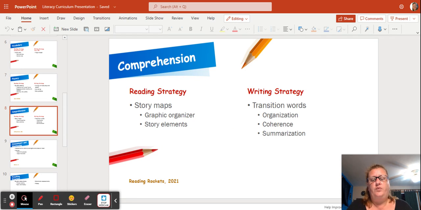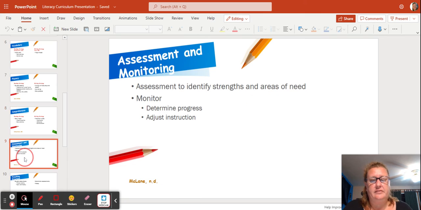Comprehension, one reading strategy for comprehension may be to use a graphic organizer to identify different story elements. Writing strategy to go with comprehension would be to practice using transition words to organize their thoughts. First, next, last.